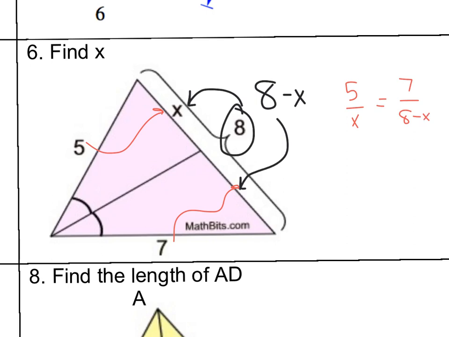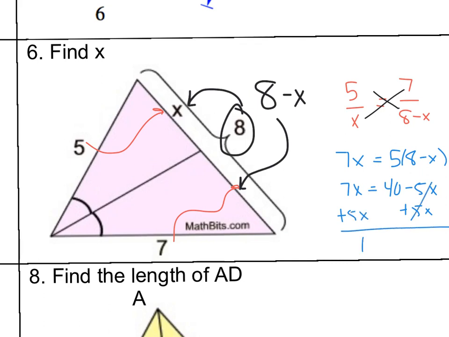We now cross multiply, and we should get 7x equals 5 times 8 minus x. We then distribute, and we get 40 minus 5x. And to solve for x, we add 5x to both sides. And we get 12x equals 40.